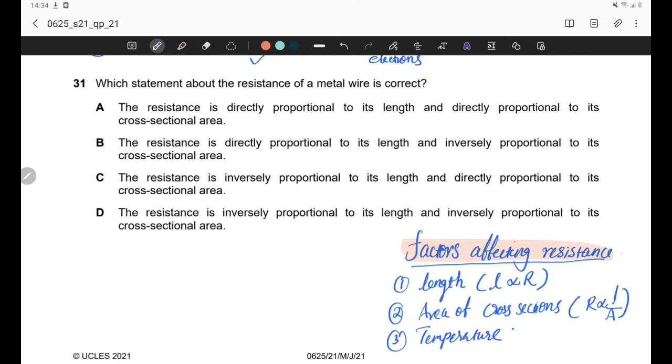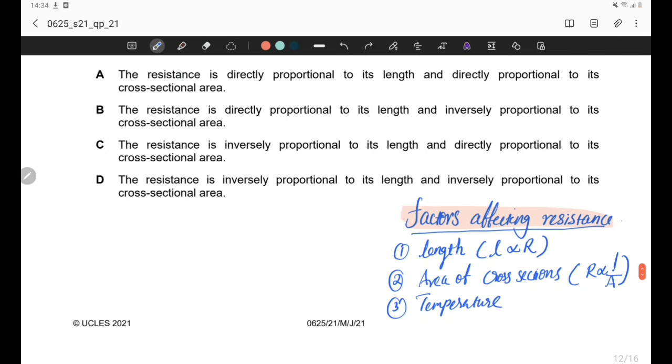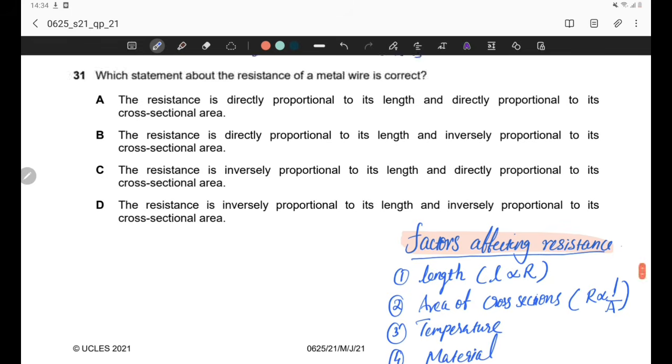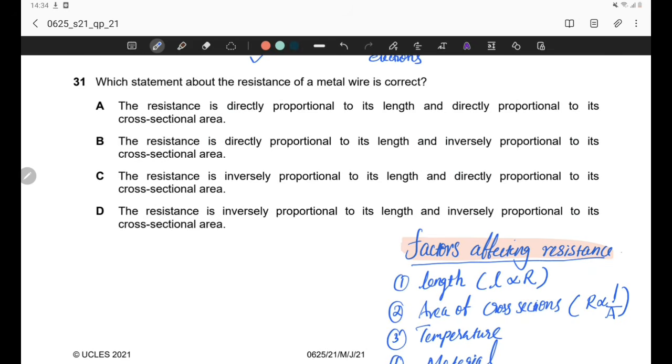When the resistance increases, temperature will also increase. And the fourth factor is material. Some materials have a property that they oppose the flow of current, so they have a high resistance. Here in these options we can see which one gives a correct answer.